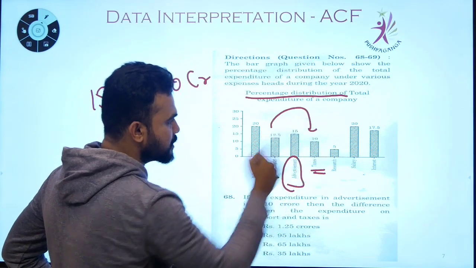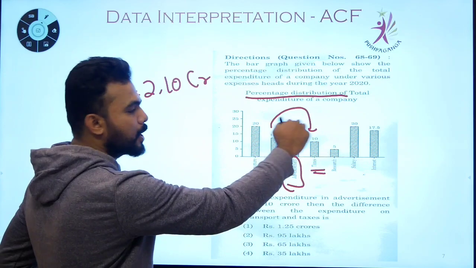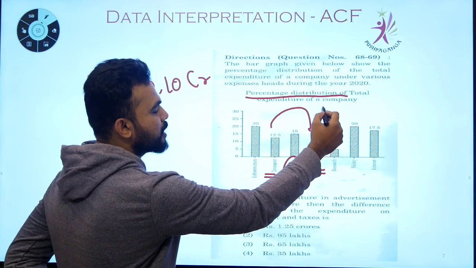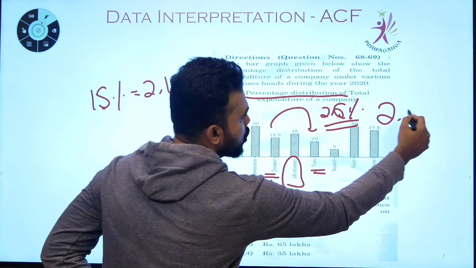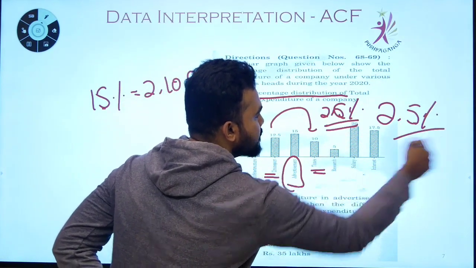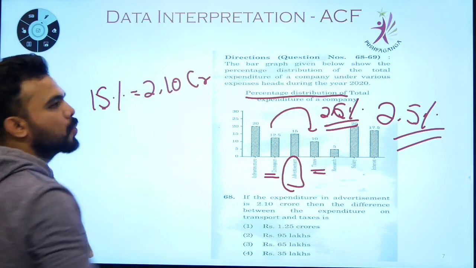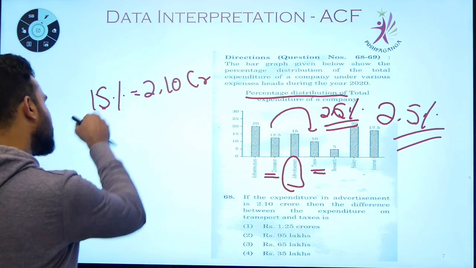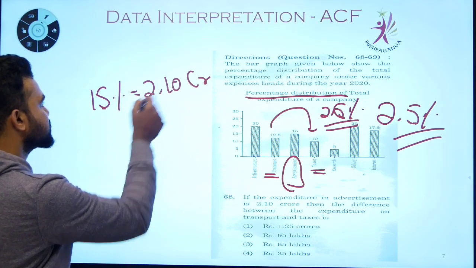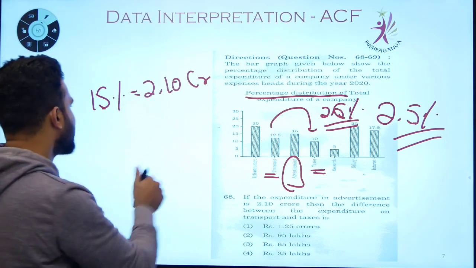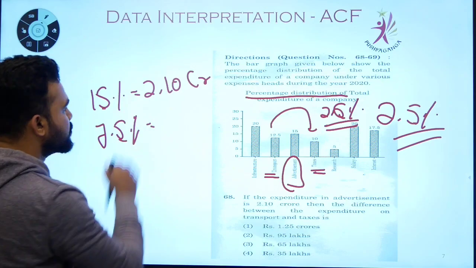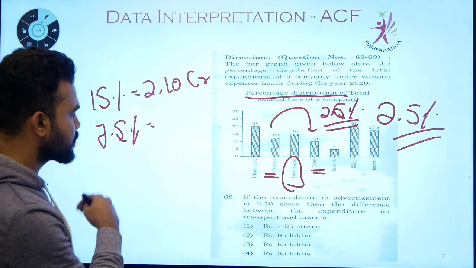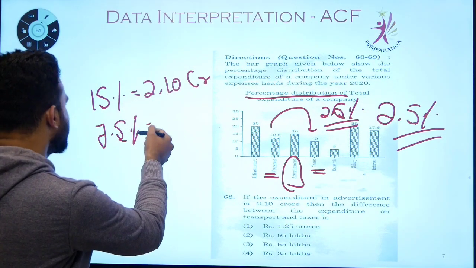The difference is nothing but 12.5 minus 10, which is 2.5 percentage. We need to know what is 2.5 percentage of 2.10 crore. We know that 15% is 2.10. Half of that will be nothing but 7.5 percentage, if you go with this.